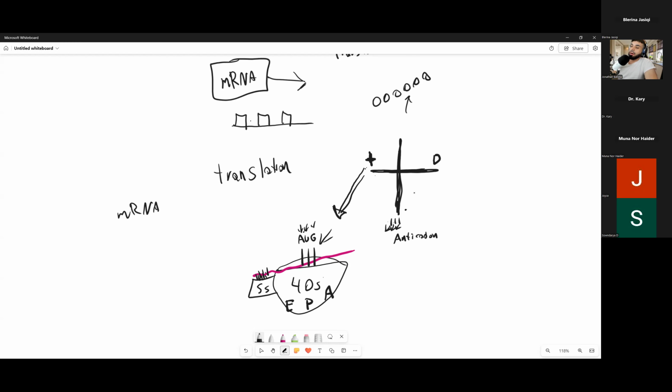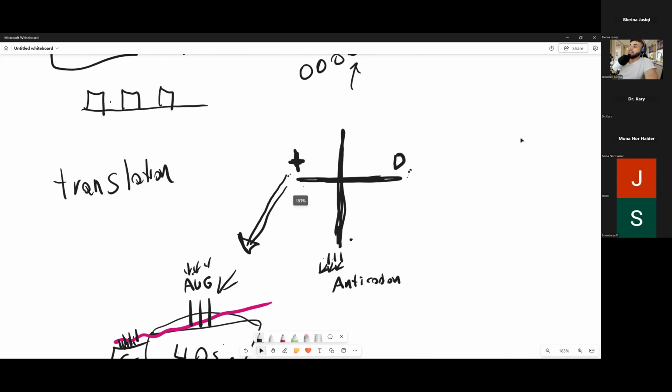Then here you have the D arm. The D arm recognizes a very important type of enzyme. This enzyme is called aminoacyl tRNA synthetase. I think I'm adding an extra syllable there. Synthetase. Okay, this enzyme is recognized by this arm.